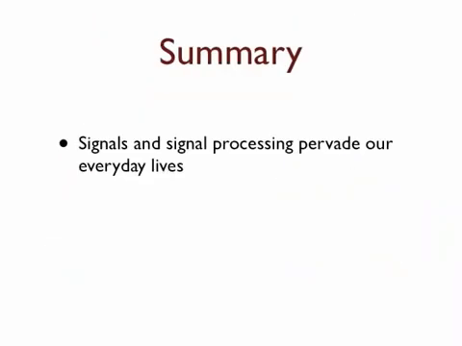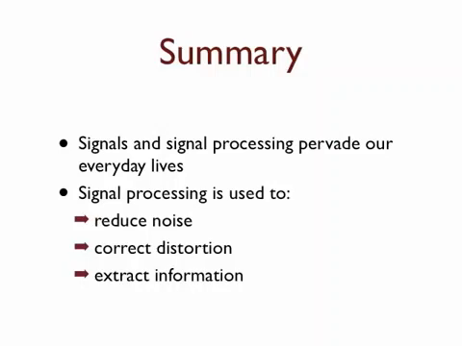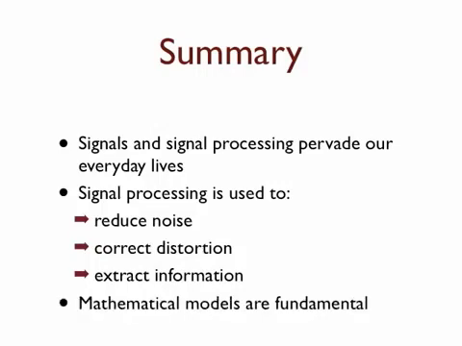In conclusion, we've seen that signals and signal processing pervade every aspect of our lives. Signal processing is often used to address three different problems. One is to reduce noise in measured signals. Another is to correct distortion. And yet a third would be to extract some piece of information from a signal. To do this, we rely on mathematical models, and it is the language of mathematics that is used to describe the field of signal processing.